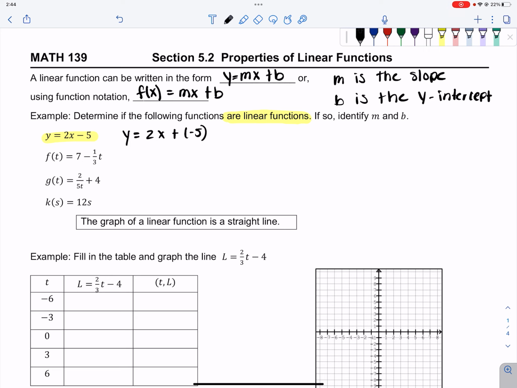So then what is m? What is b? Well, m is what we're multiplying the x by. So m is 2. And then b, that's what we're adding on at the end, which is our negative 5.